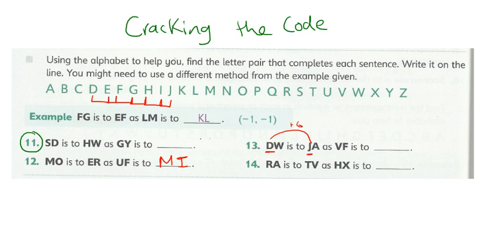Then the next letter that we have is a W matching the A. How does that work? That's 1 forward, 2 forward, 3 forward, and if we imagine this alphabet line wraps around, that was 1, 2, 3.